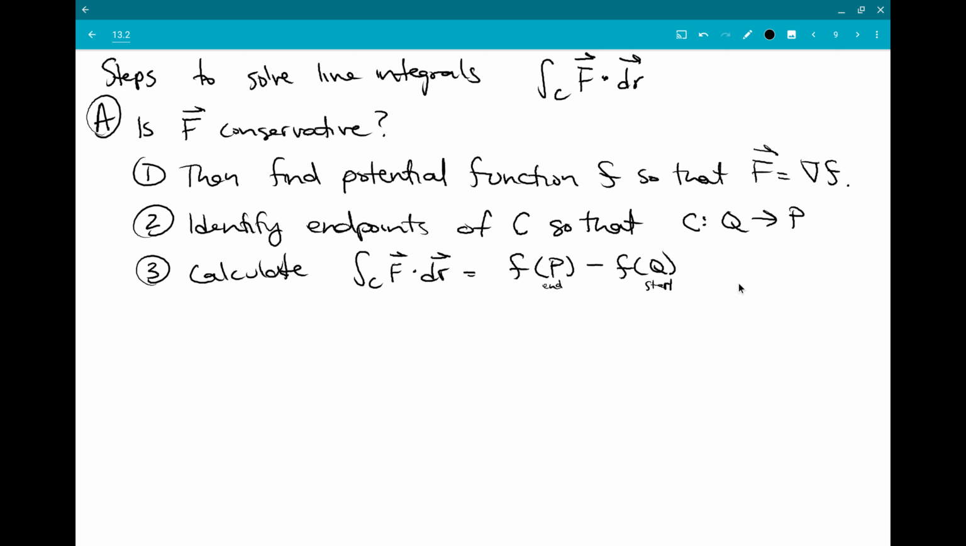And most importantly, what this means is that if your curve C ends and starts in the same place, you're always going to get 0. So if F is conservative and your curve is closed, go ahead and skip everything and just say the integral is 0. Again, that's only for F conservative and C closed. And by closed, I mean it doesn't really matter what happens in between, but you start and end in the same place. That's a closed curve.